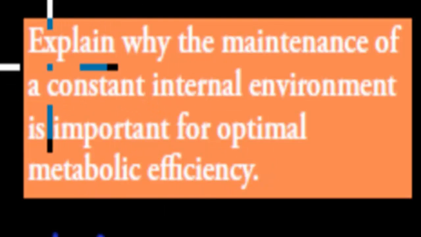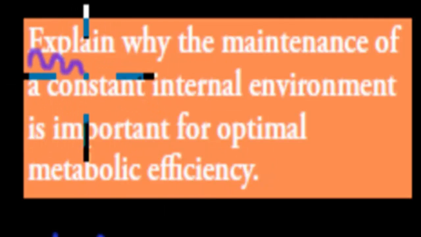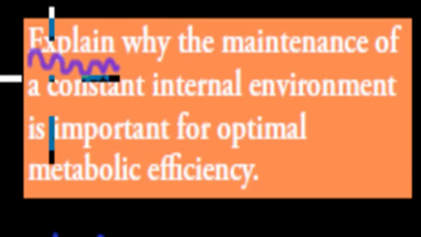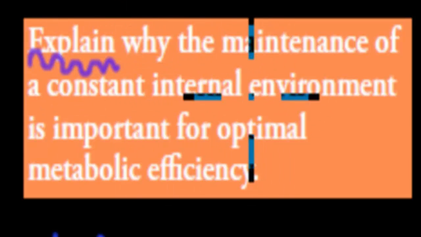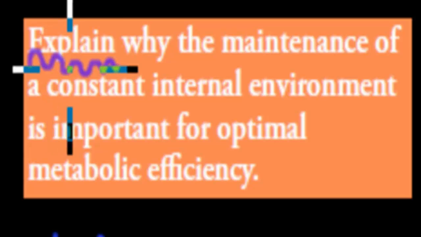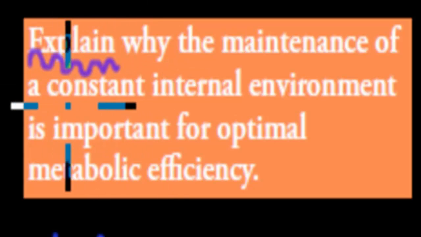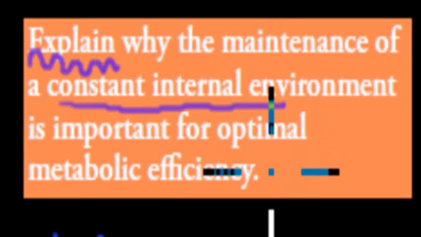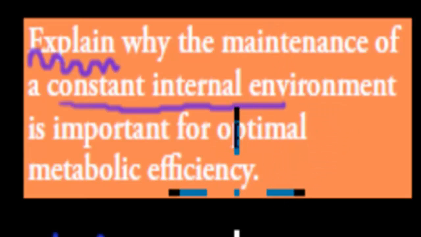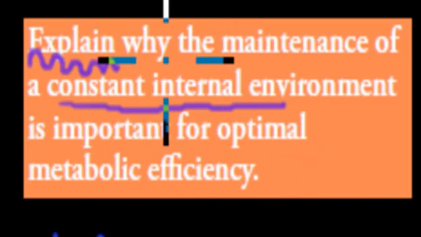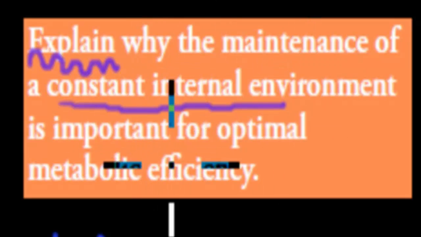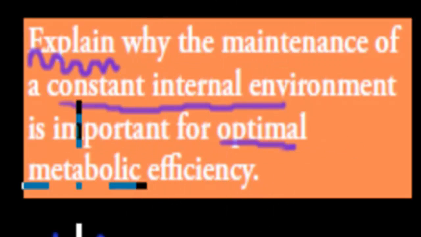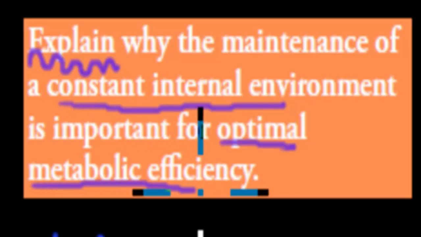So before we start, the verb itself is explain. So we don't just have to be able to say that our constant internal environment affects our metabolic efficiency. We have to explain why as well. Obviously, we need to know what the constant internal environment is. That's just keeping something constant. So for example, keeping our body temperature at 37 degrees Celsius at all times, or keeping our pH at 7 at all times. That's keeping a constant internal environment. And then that optimal metabolic efficiency, that word as well, I'll go over that in a second.